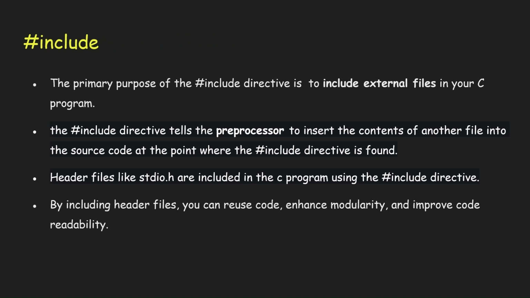Hash include directive. The primary purpose of hash include directive is to include external files in your C program. The hash include directive tells the preprocessor to insert the contents of another file into the source code at the point where the hash include directive is found. Header files like stdio.h are included in the C program using the hash include directive. By including header files, we can reuse code, enhance modularity, and improve code readability.